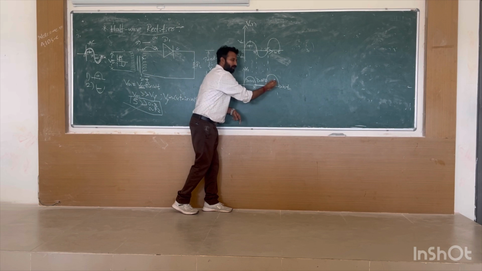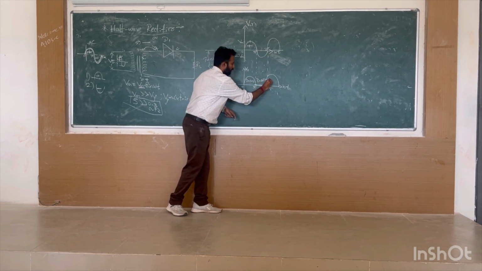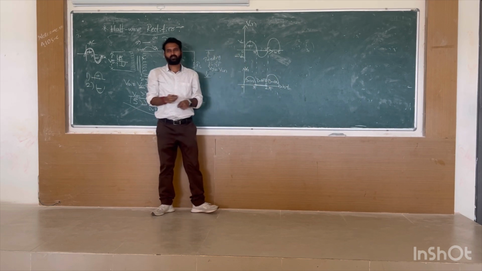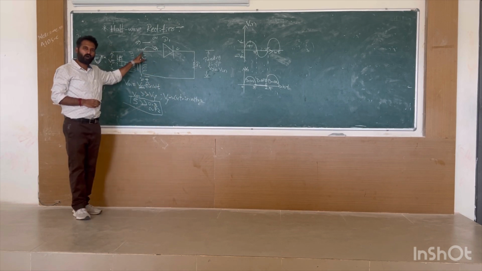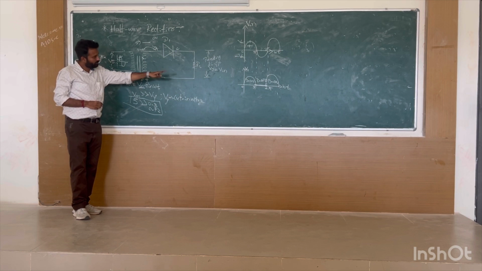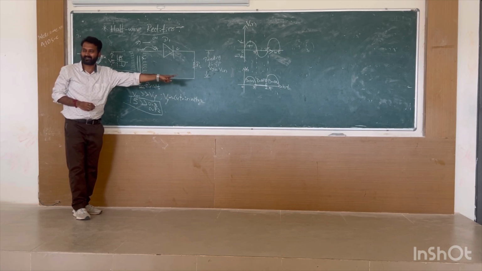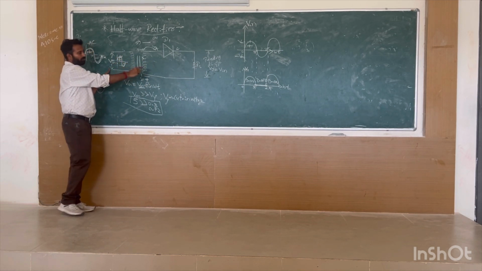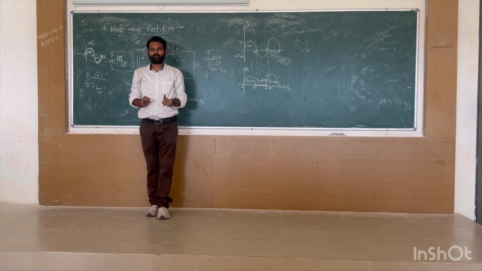I will get a positive output. Whatever the input is, I will get D on, D on, D off, D on, D off. Clear? So this is the operation of the half-wave rectifier. You will get a pulsating DC. You are getting a unidirectional DC. My input is bidirectional. My output is unidirectional. Clear?